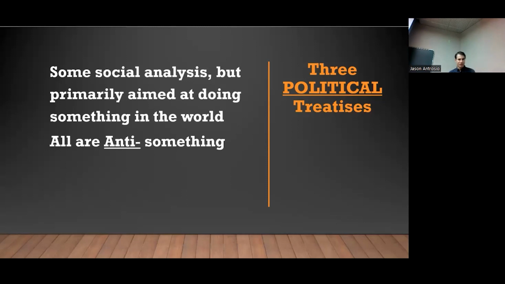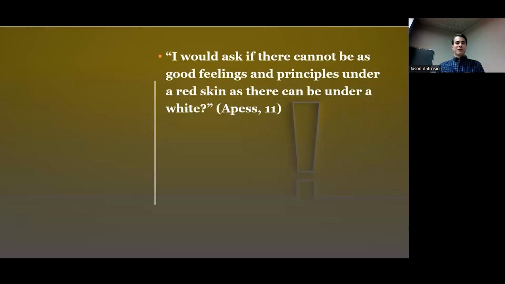And all three of these articles are anti-something. They're against something. They're trying to speak, write, agitate against something that is existing in the world. So they are not just out there for their own sake. They are out there because they want to do something. I will have you guess what each of these is anti as we go along. So let us begin with "Ask if there cannot be as good feelings and principles under a red skin."